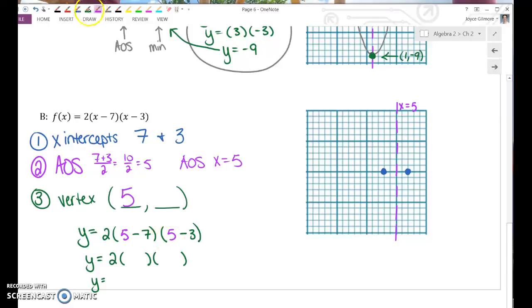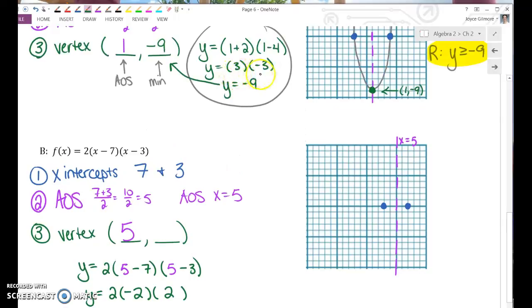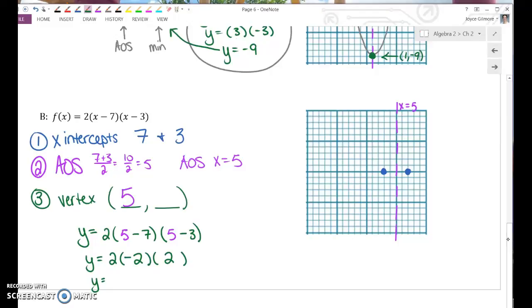So 2 times (5 minus 7) times (5 minus 3). 5 minus 7 is -2. 5 minus 3 is +2. Because the symmetry line is the same number of units away from each intercept, do you see how in both of our examples in the parentheses we had a positive and negative of the same number? That's going to happen every time. So if you get -2 in the first set of parentheses, you should get +2 in the second set of parentheses. So that's just something to keep in mind.